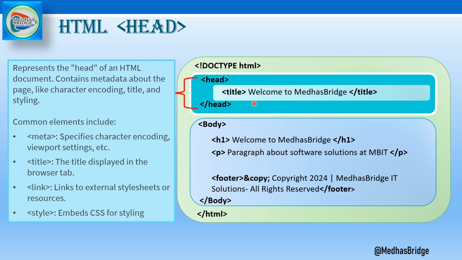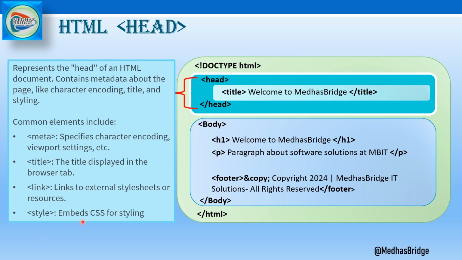So what are the other things that we can include within the header? We have metadata, title, links, and styles. Metadata specifies the character encoding, viewport settings, and so on. Title, as we discussed, is displayed in the web browser tab. Links means links to an external style sheet or resources. So you are actually creating a connection from your document to your external file.